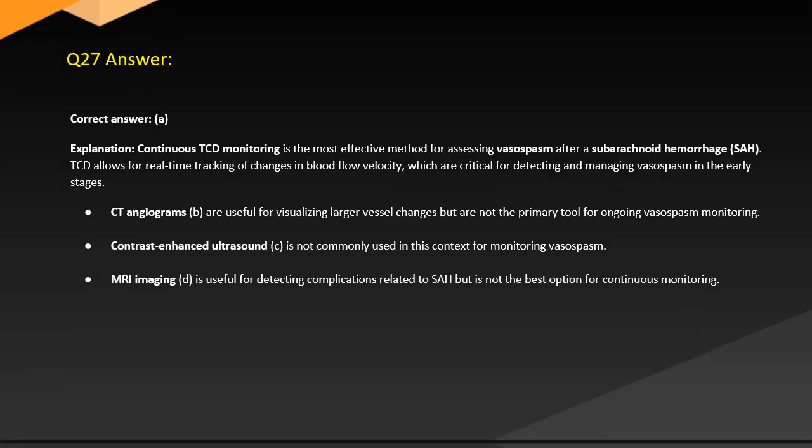Answer. Correct answer: A. Explanation. Continuous TCD monitoring is the most effective method for assessing vasospasm after a subarachnoid hemorrhage. TCD allows for real-time tracking of changes in blood flow velocity, which are critical for detecting and managing vasospasm in the early stages. CT angiograms, B, are useful for visualizing larger vessel changes, but are not the primary tool for ongoing vasospasm monitoring. Contrast-enhanced ultrasound, C, is not commonly used in this context for monitoring vasospasm. MRI imaging, D, is useful for detecting complications related to SAH, but is not the best option for continuous monitoring.